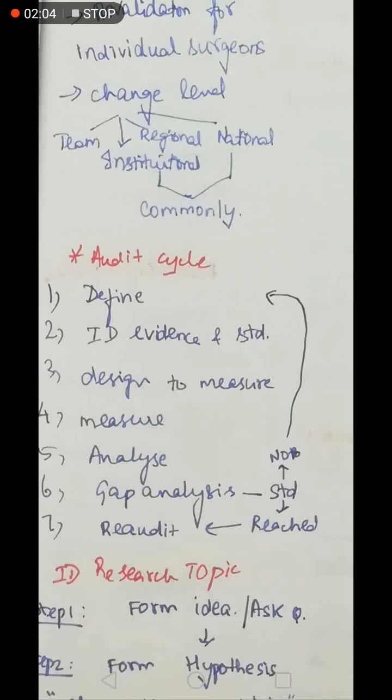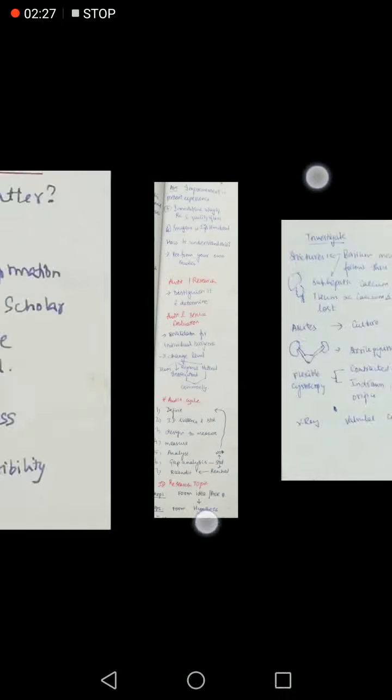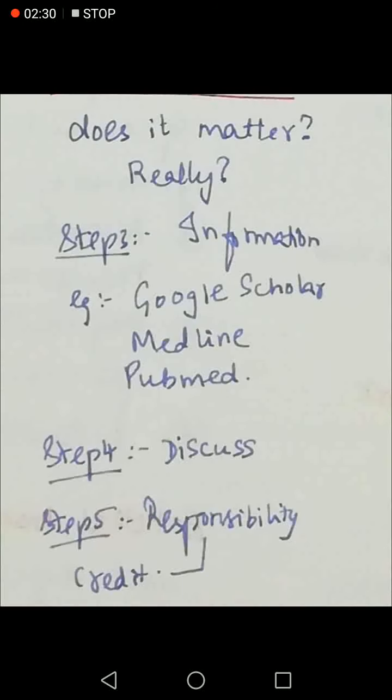And then the first step is to identify the research topic. We form an idea, such as asking a question whether this drug is helpful in treating this particular problem or not. For example, is drug A helpful in treating diabetes or not? And second, form a hypothesis. After asking a question, you form a hypothesis. You say that this particular drug is going to be helpful. And third, you think, does it really matter? For example, if this research is done, will it be really helpful to us? And what does it even add to the literature?